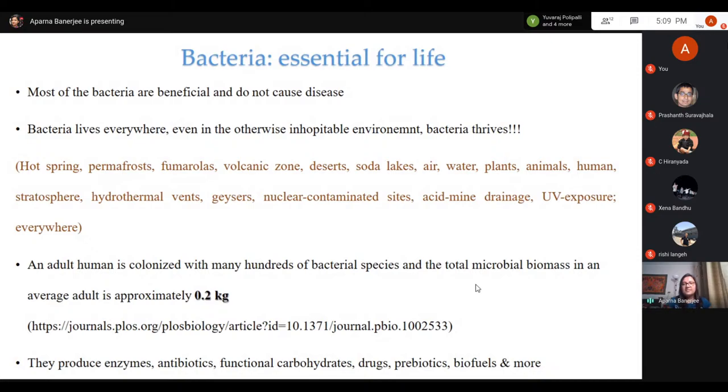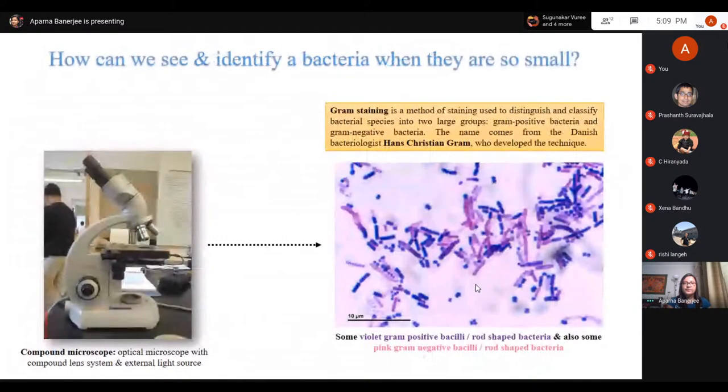So these are the reasons why we need to know microorganisms, because they produce a lot of things and help mankind with their products. So how will we get to know which microorganism is producing which product? And there comes the identification part of the microorganism. How can we see the microorganisms and identify them if the bacteria are so small?